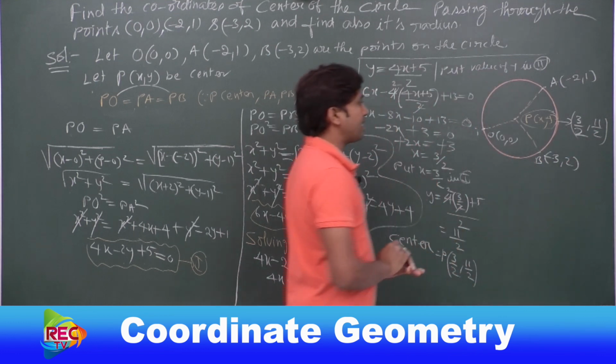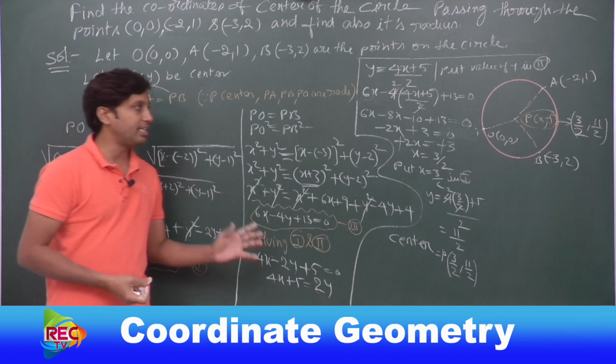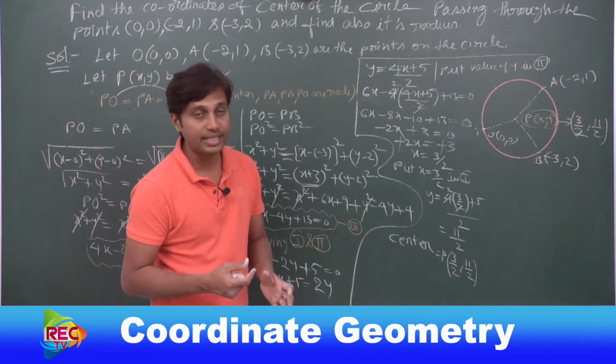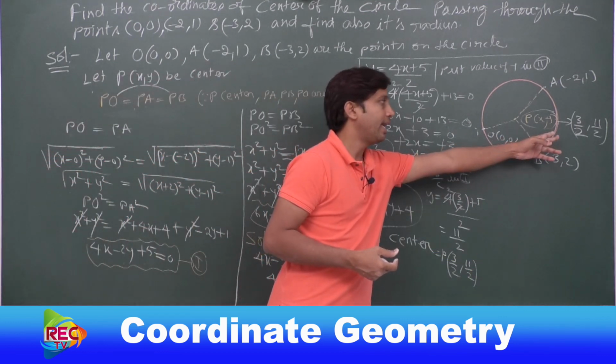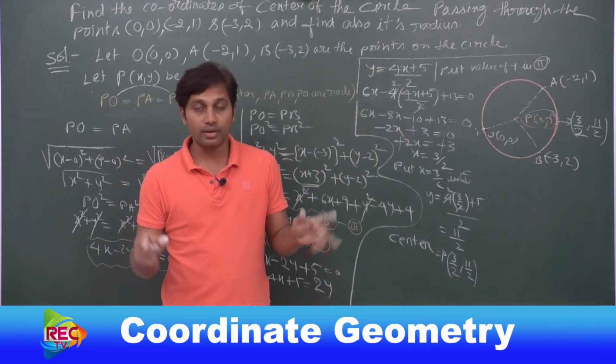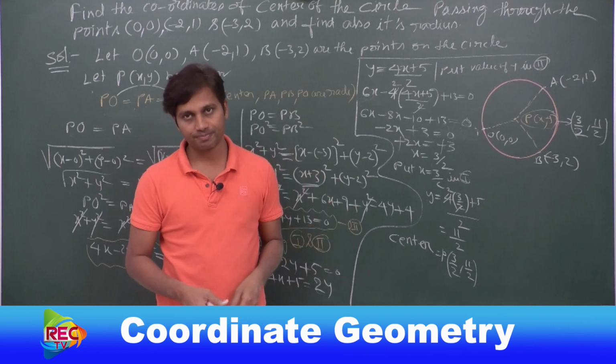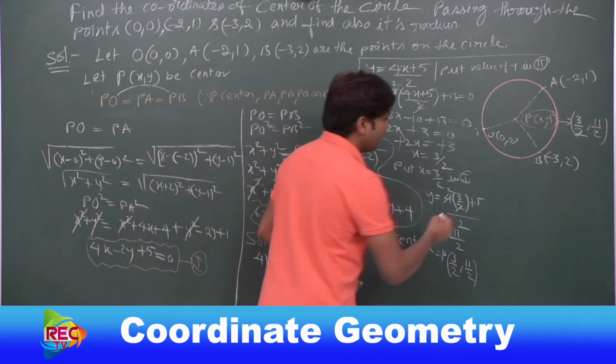Our first task is finished. We are asked to find out the center of the circle, means coordinates of the center of the circle, which we obtained as 3 by 2 and 11 by 2. Got it? So the first task is over. Now what is our second problem? We need to find out its radius also. It's very simple.